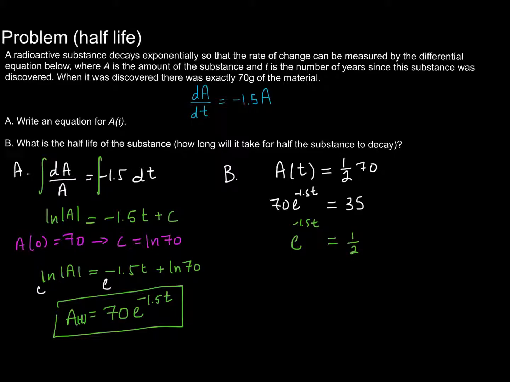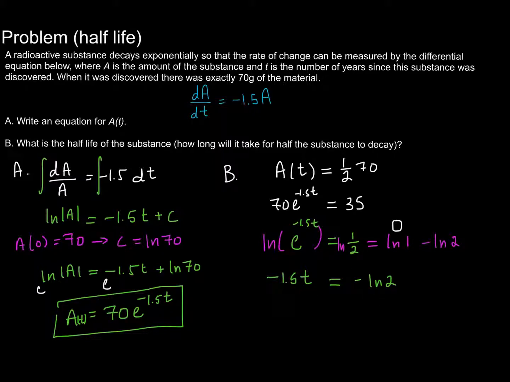And now I'm looking to isolate t, so I'm going to take the natural log of both sides. So on the left side, pretty straightforward, negative 1.5t. Natural log of 1/2, when I'm dividing inside the natural log, I can subtract outside. So natural log of 1 minus natural log of 2. Natural log of 1 is 0. So I have 0 minus natural log of 2, which leaves me with negative natural log of 2.